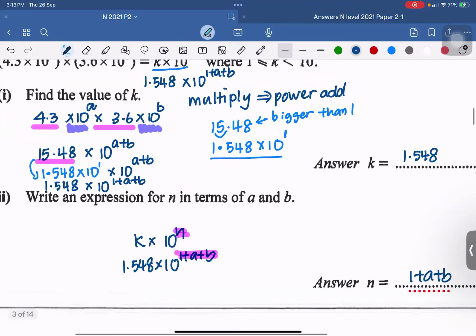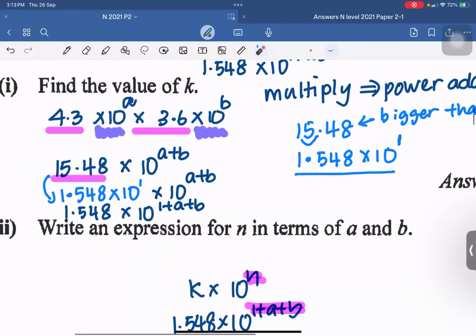Do you need me to repeat this part again? I repeat this portion: this number times this number equals to this one. Then power add together equals to this one. Then this is not standard form. Okay, then change it to standard form. Then now this part and this part combine together, the power add together. Okay, have you all understood this portion?